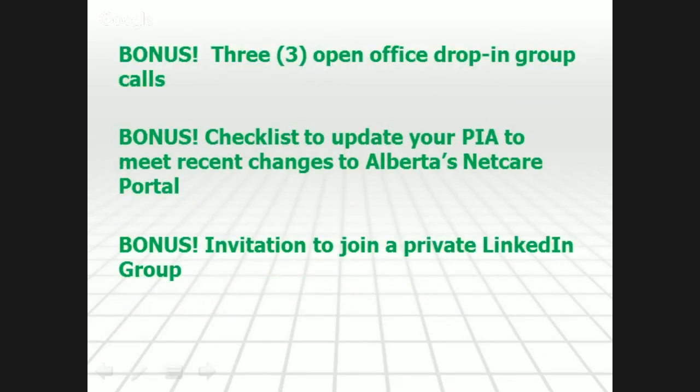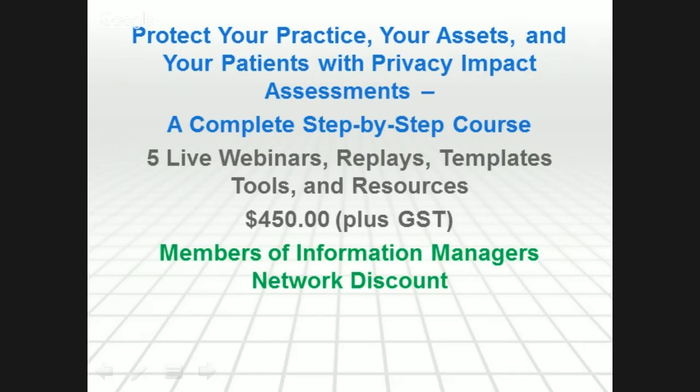In this course, we're offering a lot of bonuses. You get 3 open office drop-in group calls. So if you can't join the live webinars, you can join the drop-in group calls, which will be provided at another time, so that you've got one-on-one group opportunities to ask your questions and get unstuck. We are providing checklists to update your PIA specifically to the Alberta Netcare portal, and the opportunity to join a private LinkedIn group for additional networking. So this course is available on January 12th, and the course starts at $450.